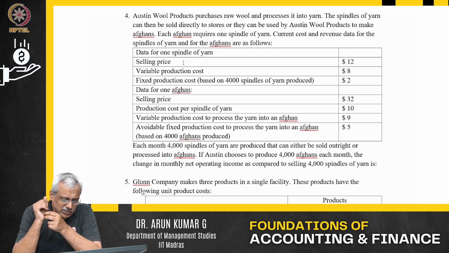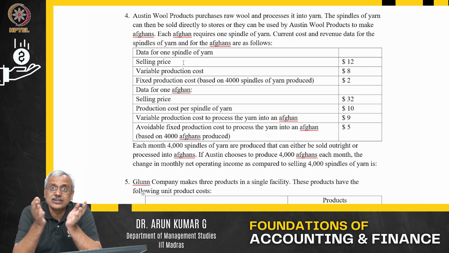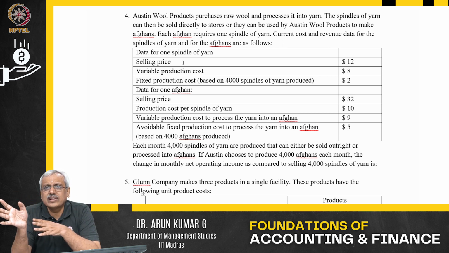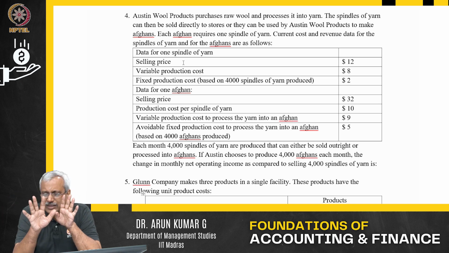Each month 4,000 spindles of yarn are produced that can either be sold outright or processed into afghans. If Austin Wool chooses to produce 4,000 afghans each month, what is the change in the monthly net income as compared to selling 4,000 spindles of yarn? That means they have to decide whether to sell it as spindles or process further and sell it as afghans. Incremental analysis is what I will do.